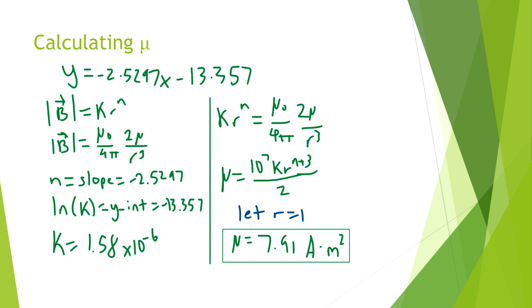Using the line of best fit from the last slide, the magnetic dipole moment was calculated to be about 7.91 ampere meters squared. This value will be inputted into the computational model to determine the computational magnetic fields generated by the bar magnet.